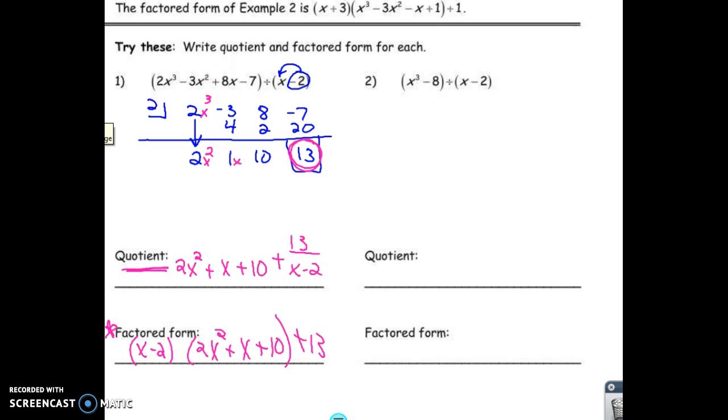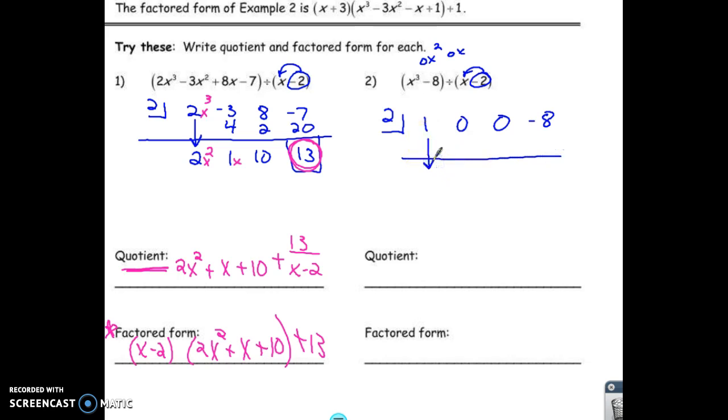Notice what happens here. Make sure it's in descending order. We're missing a 0x squared and a 0x, and then there's my constant. All right, so we have a 1, a 0 for the x squared, a 0 for the x, then my minus 8. And what goes in our box here, take the opposite of this, put it over that, and we get a 2. We draw our line.